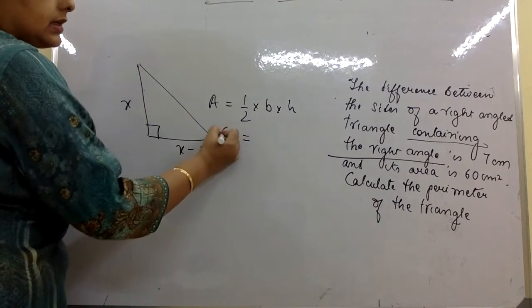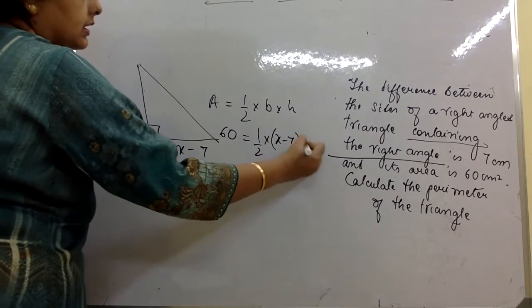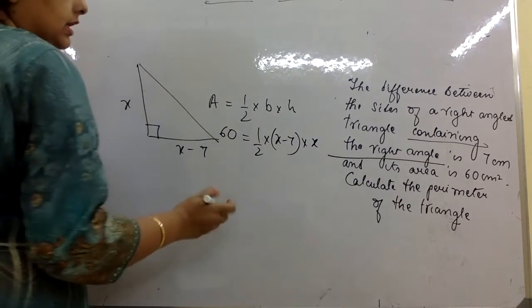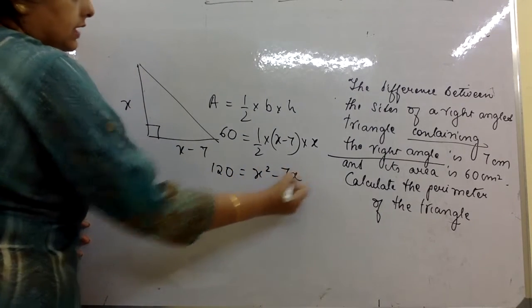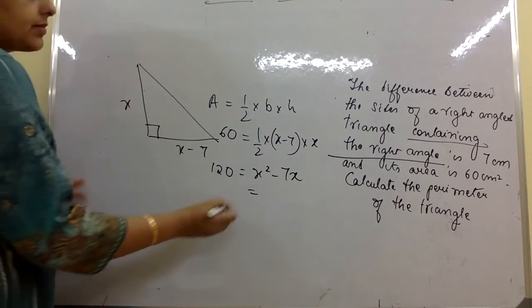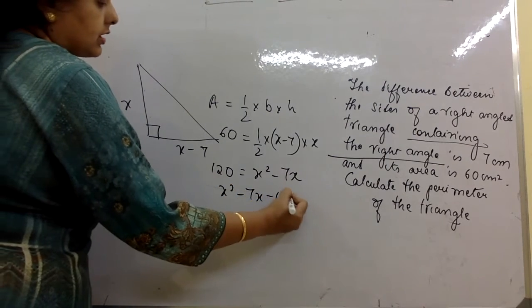So here area is given as 60, half, and the base is x minus 7 and the height is x. This is my equation. Clearly this is my equation. I can make a 120 here. This is x square minus 7x. Now this is forming a middle term factorization sum, I can see. x square minus 7x minus 120 is equal to 0.